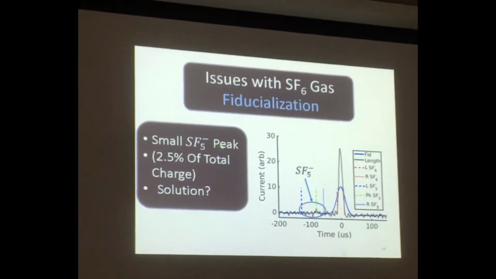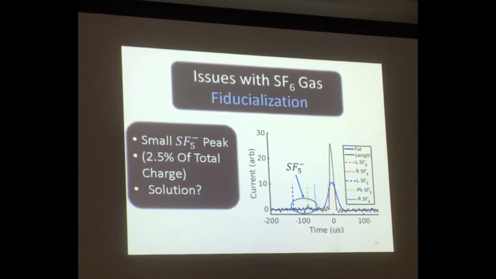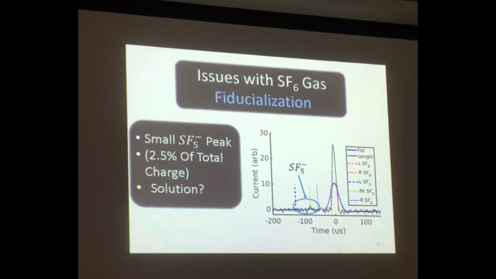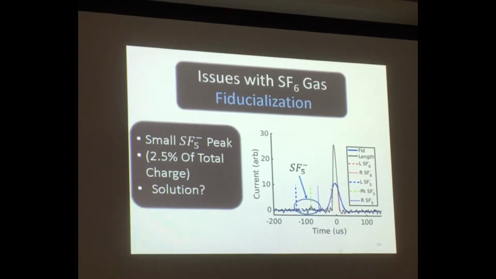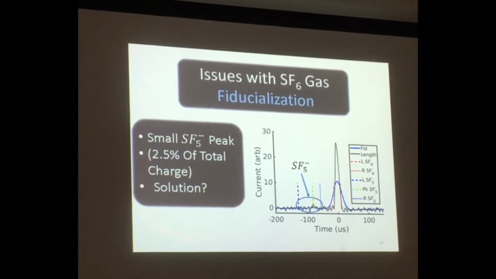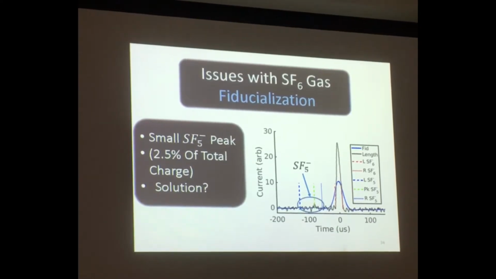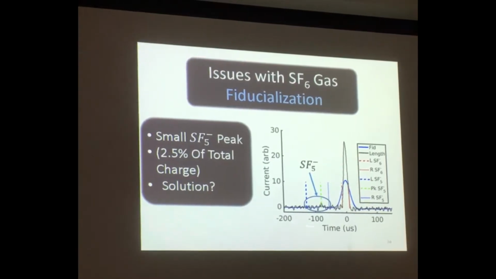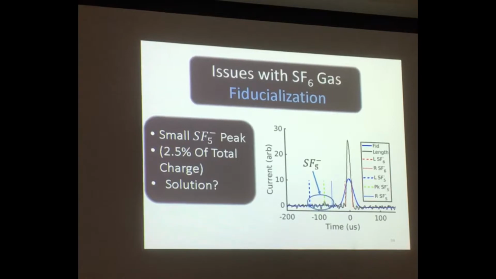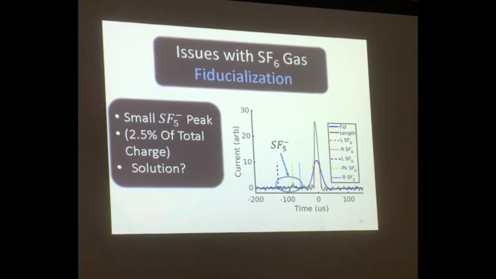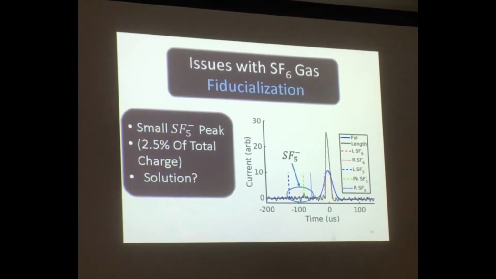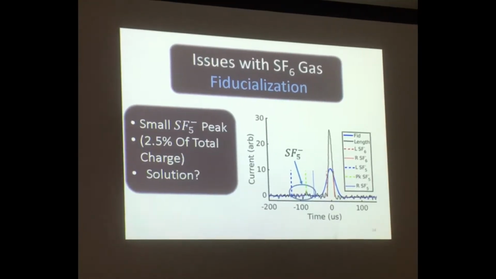But as I mentioned, SF6 has this poor fiducialization efficiency. So here's that same signal, SF5 minus, and you see it's this really small blip here, and in fact it's only 2.5% of the total charge of the event. And since it's so low, you see the fluctuations I have in my signal, I can misidentify something else inside the event as SF5 minus, which throws off the fiducialization and is an issue. So ideally, we'd like to be able to enhance this SF5 minus peak so we can more reliably fiducialize our experiment.